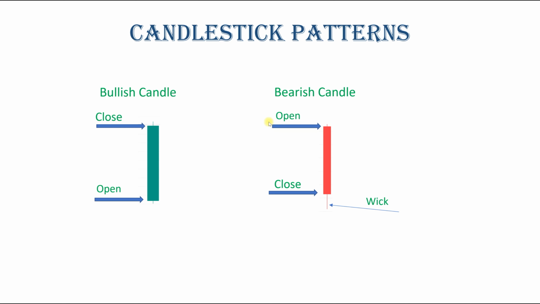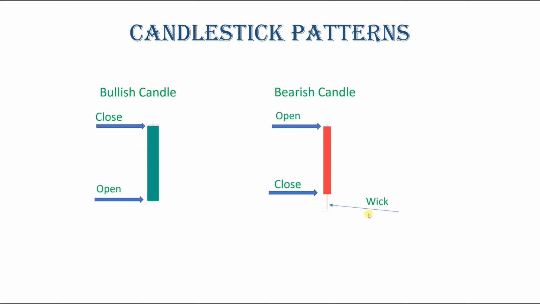Next is the bearish candle. Here the bearish candle is red in color. Why is this red in color and why do we call it a bearish candle? Because the price opened at high and closed at low. Say for example, the price opened at 100 rupees and the bears have more strength. So the bulls are weak here. They push the price down to 50 rupees and the price closed at 50 rupees.